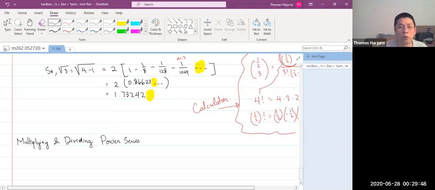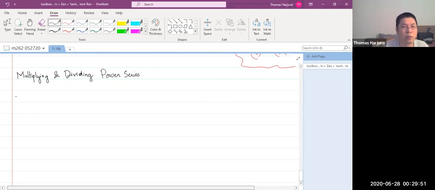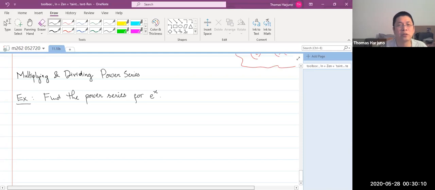One very well-known case, or maybe I do this case first. For example, I want to find the power series of e to the x times the natural log of 1 plus x. Now both of them are in our toolbox.